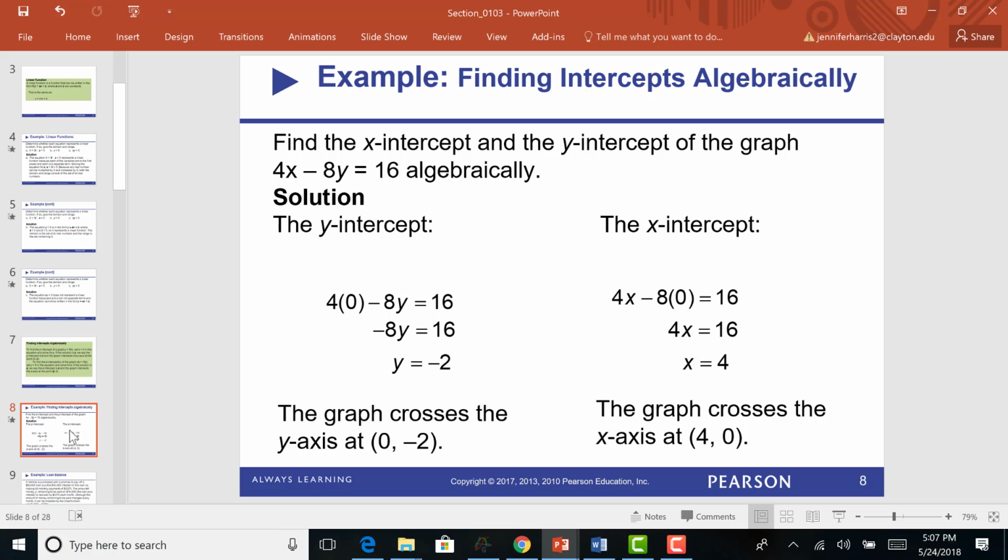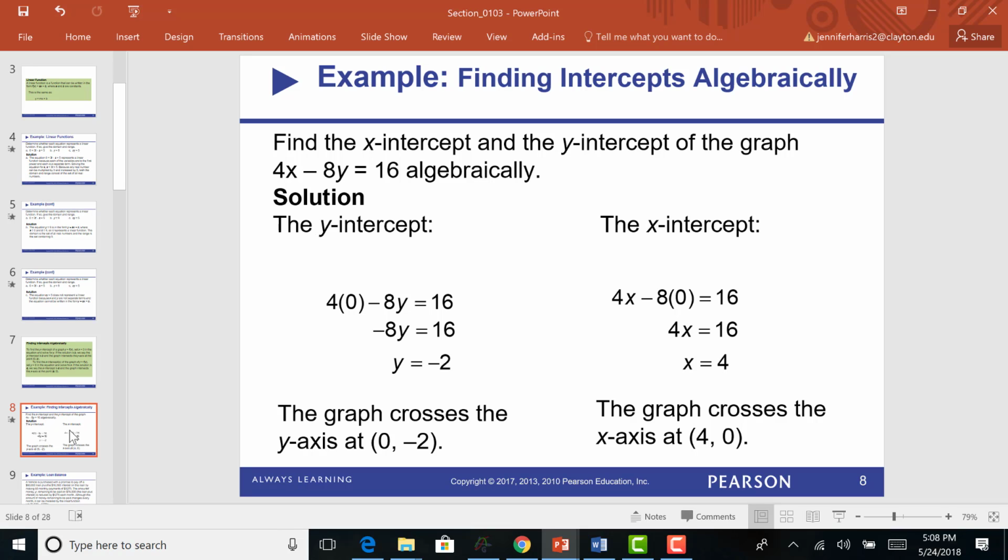Zero. How do you know the 0 goes right here? What number did you plug in for x? Zero. So you plugged in x. It's got to be a zero comma negative two because you plugged the zero in for the x.